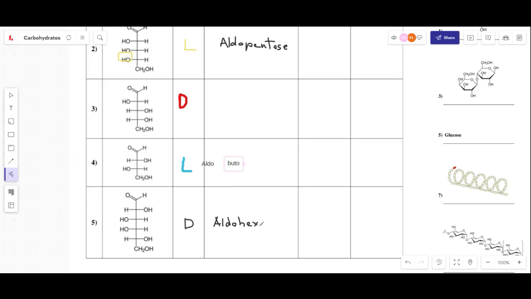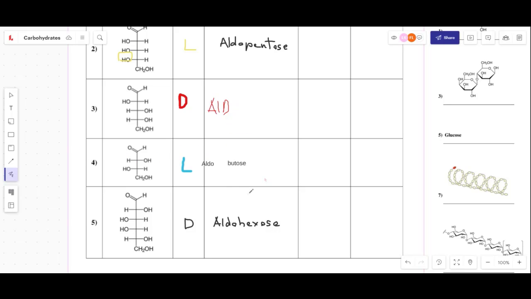H, O, H, H, O, H. This one is L. O, H, L. And I totally understand why you'd say butose, but for the sugars, it actually is tetrose. It ends up using the other kind of prefixes rather than what you would think your typical organic chemistry prefixes would be, like methane, ethane, propane, butane. Well, in this case, for these, you actually are using the sugar prefixes.